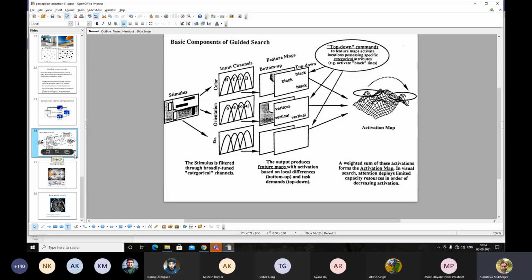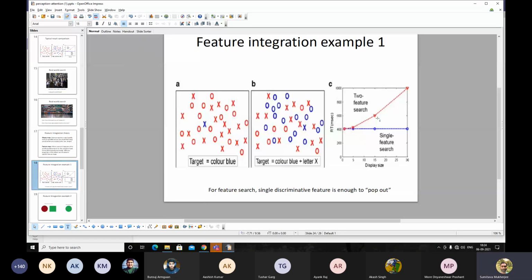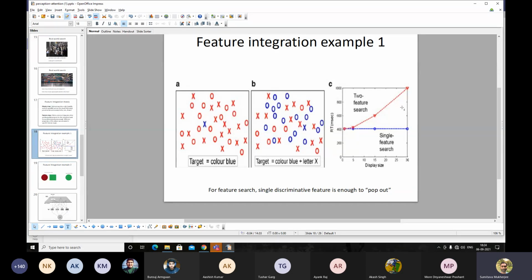Otherwise, you will not have a growing function of time like here. If it would be parallel, you would have a straight line. In fact, when you have three feature search, it becomes even more asymptotic. So automatically, it shows that it's not parallel.